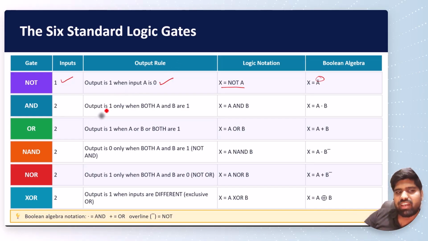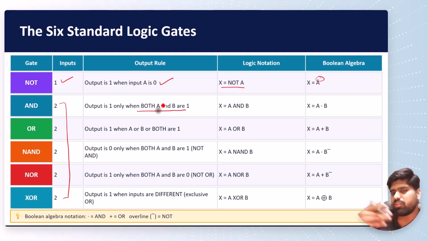The second one is the AND gate. For the AND gate, it takes two inputs. That's important: you remember, all the rest of them take two inputs. The output is one only when both A and B are one. So if both of the inputs are one, then the output is one; otherwise it will always produce a zero. Its logic notation is written as A AND B, and in Boolean algebra it is A dot B.